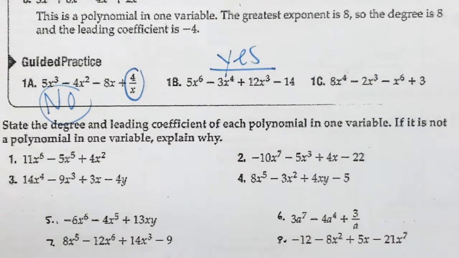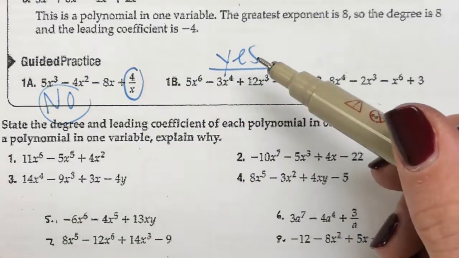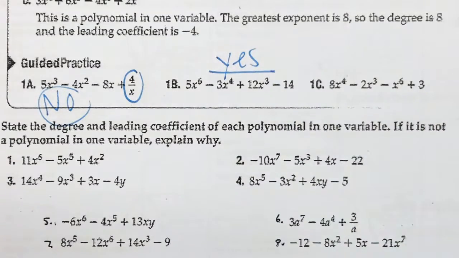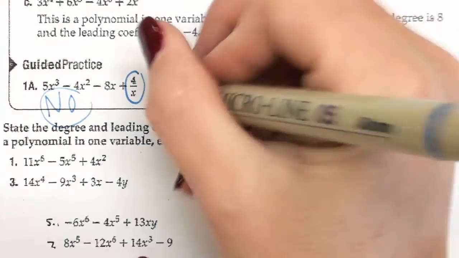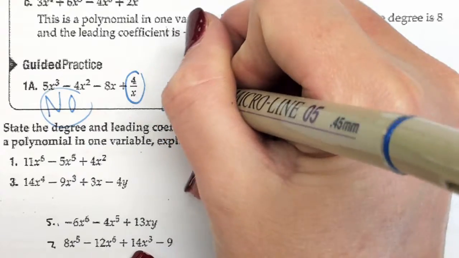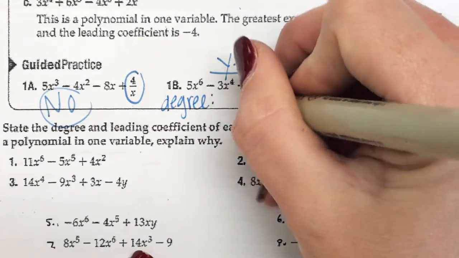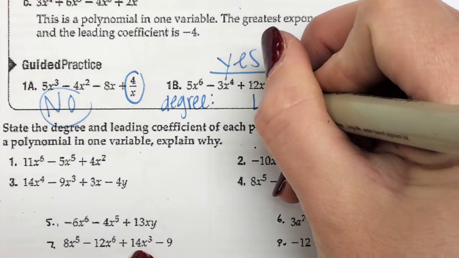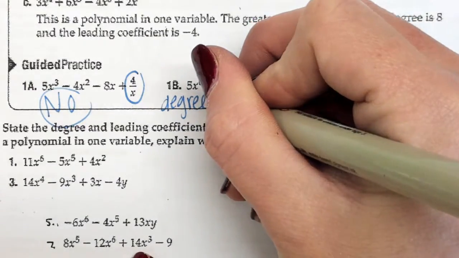Now there's two more things I want you to do if it turns out one of them is a polynomial in one variable. We're going to learn what's the degree and how to find it, and leading coefficient. That's what LC stands for, leading coefficient.